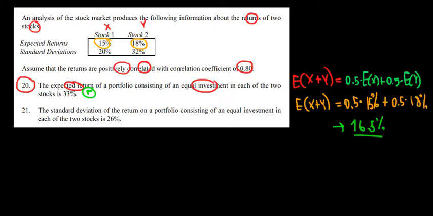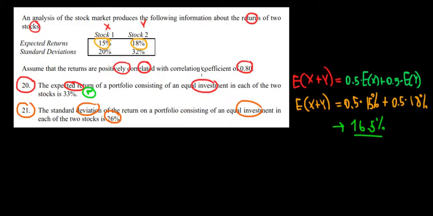Let's solve question 21 now. So the standard deviation of the return of a portfolio consisting of an equal investment in each of the two stocks is 26%. True or false? Okay, so one thing to keep in mind is that we have a positive correlation between the stocks, so that's going to affect our standard deviation.